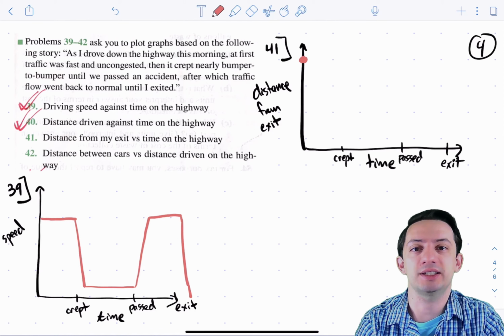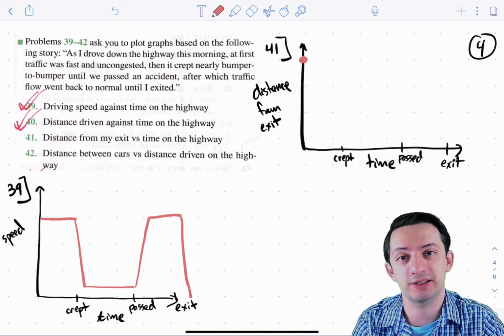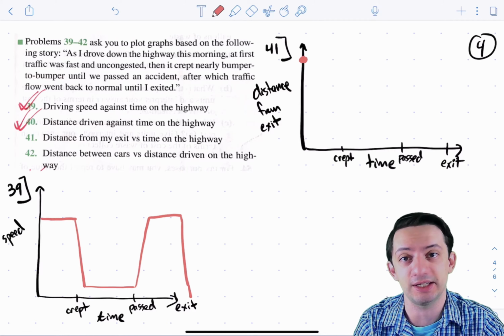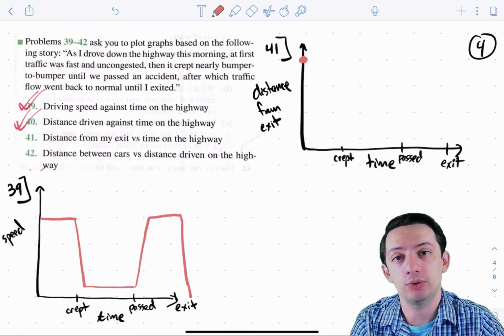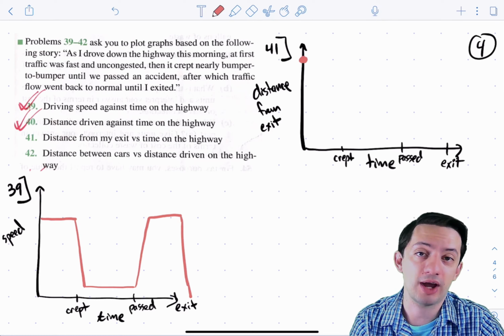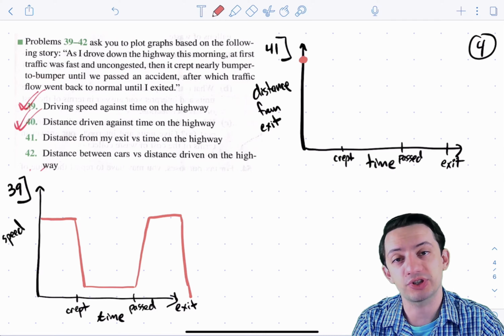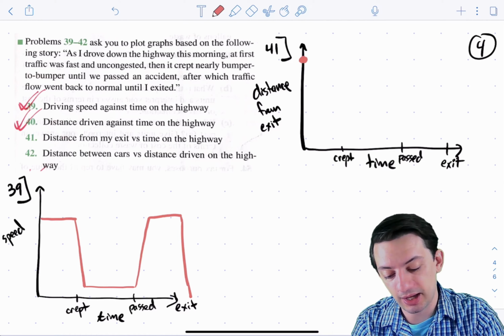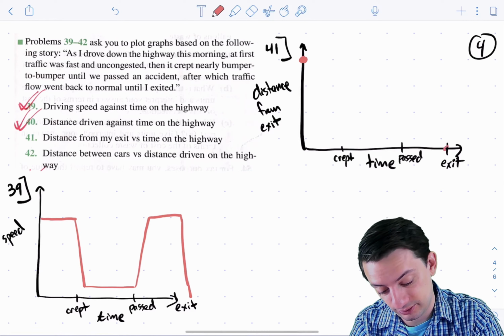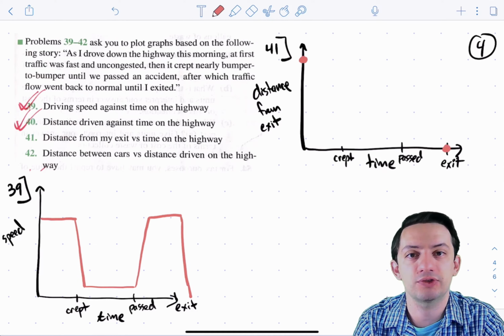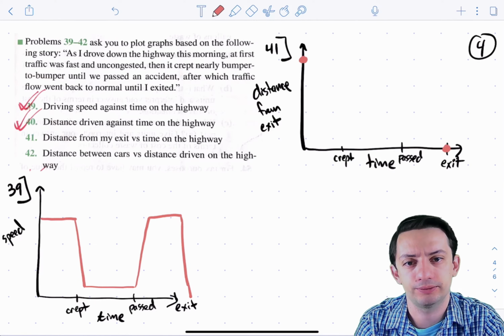If you're driving 60 miles an hour on the highway, you're approaching your exit very fast. That means your distance is decreasing quickly. If you are driving very slowly, like you're in traffic at 5 miles an hour, you're still approaching your exit, but you're approaching it much slower. And we know that, obviously, when you exit, your distance is 0. So now we have to just figure out what goes on in between here.